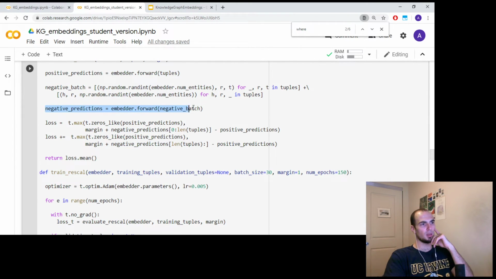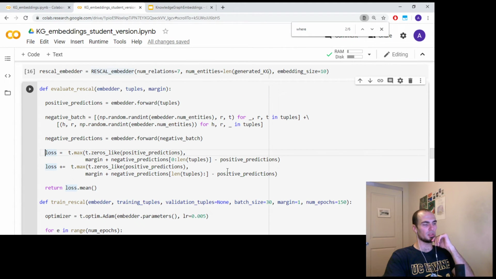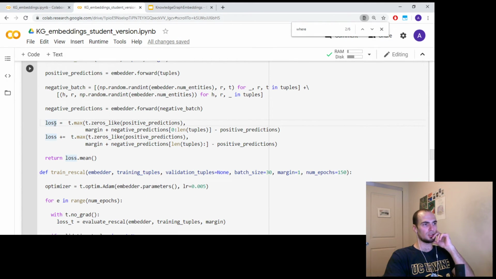Here we're obtaining the activations or the scores for all negative examples in this batch. After that, we're just computing the loss. Since we have 2 negative examples per every positive, each positive prediction is going to be used twice in the loss computation. So first of all, we're initializing the loss like that.